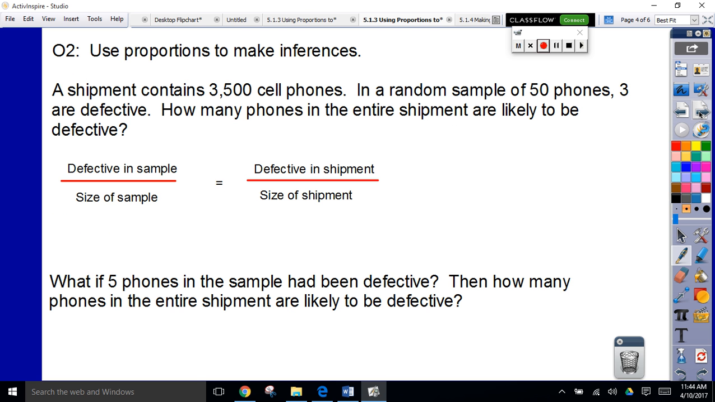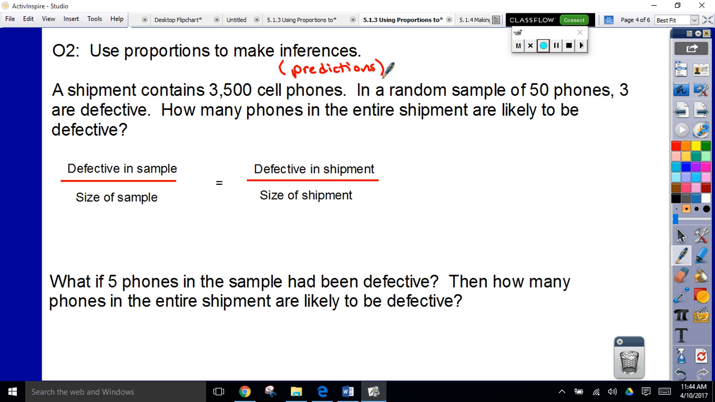So here we are, objective 2 already. Use proportions to make inferences. You could also write in parentheses predictions. A shipment contains 3,500 cell phones. In a random sample of 50 phones, 3 are defective. How many phones in the entire shipment are likely to be defective?